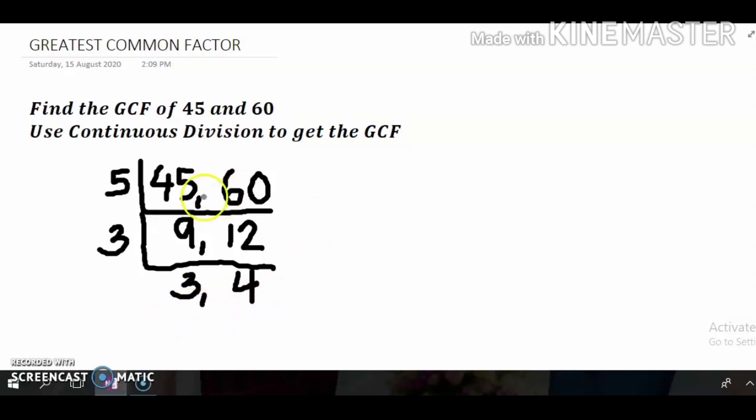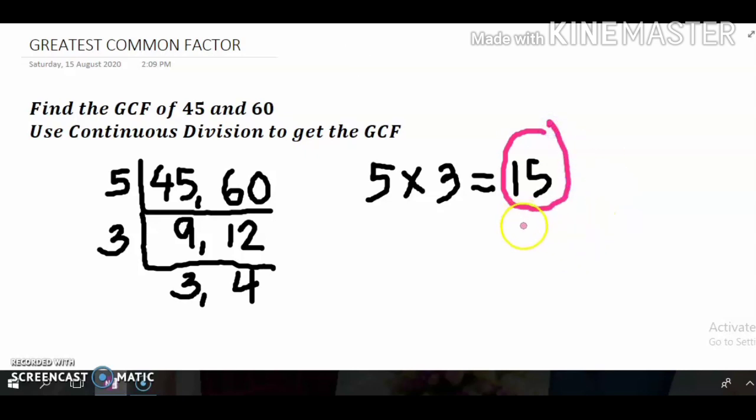Okay, so kung wala na, we're going to multiply 5 times 3. Ang i-multiply nyo lang itong nakatayong numbers. So 5 times 3 is 15. Therefore, 15 is the GCF of 45 and 60. So this is now the GCF. So by using continuous division, we can easily get or find the GCF of two numbers.